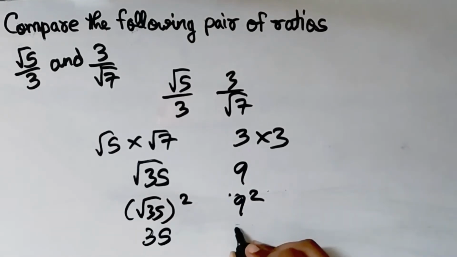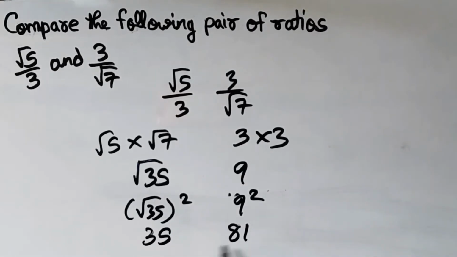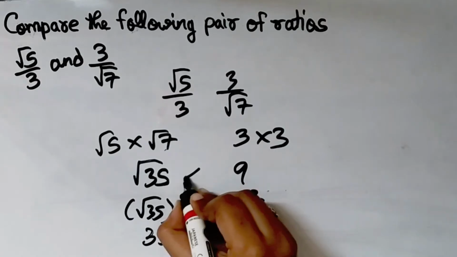And 9 squared will be 81. Now both of these you can compare. It has become a whole number, so you can compare it. Which one is greater, 81 or 35? 81 is greater. So 35 is less than 81. So that means the square root of 35 is less than 9.